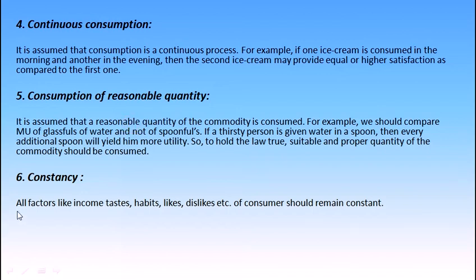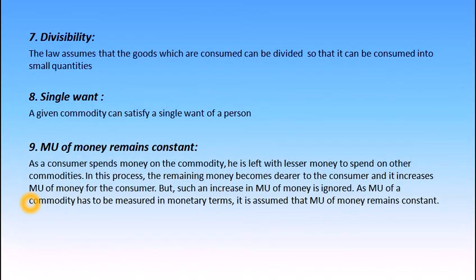Next is constancy. That means the taste, income, habit, fashion, etc. of the consumer should remain constant. It should not change, because if it changes, again we know that the marginal utility will not decrease. Next, we move on to divisibility. Divisibility says that the goods should be divided into small quantities so that you can consume it one after the other.